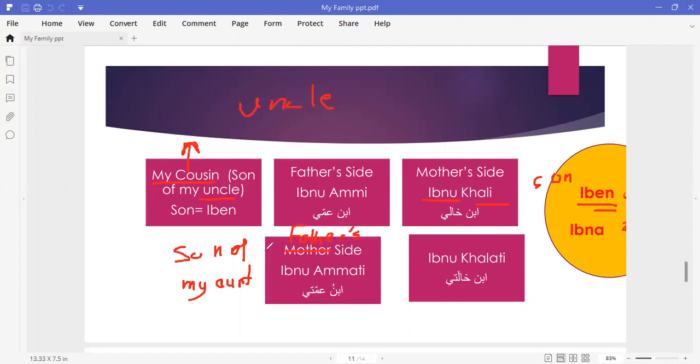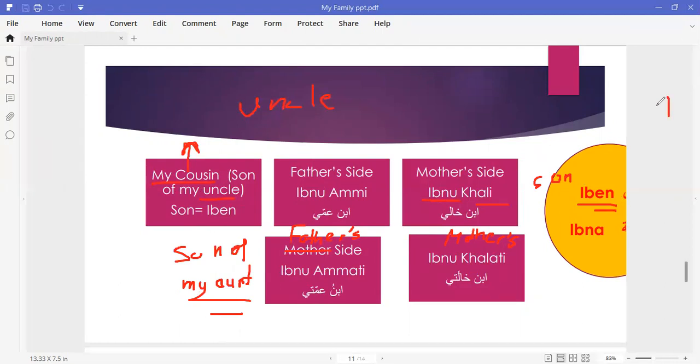Son of my aunt. My aunt from the father's side is عمتي. Son is ابن عمتي. Let's take it from the mother's side. From the mother's side, what does it become? ابن خالتي. If you're talking about the son, it's ibn.